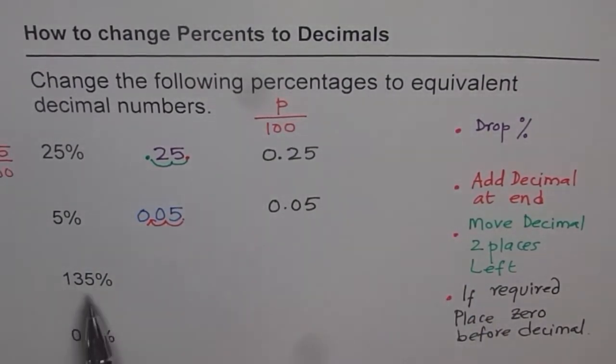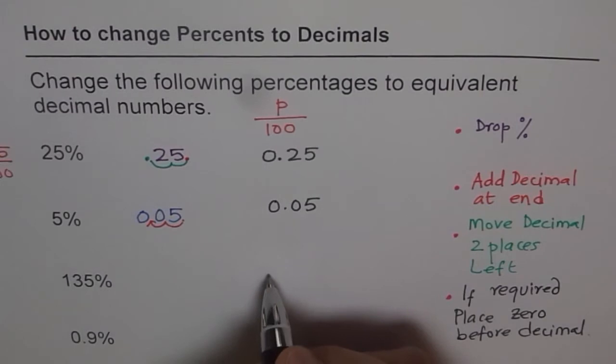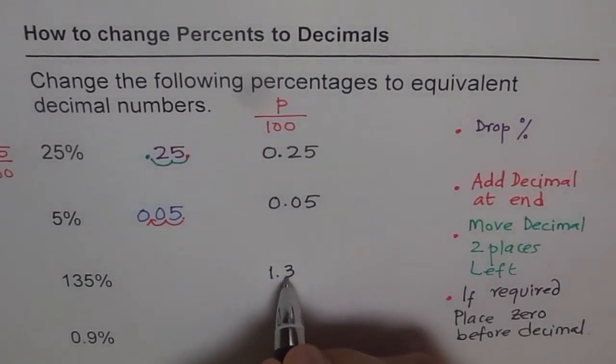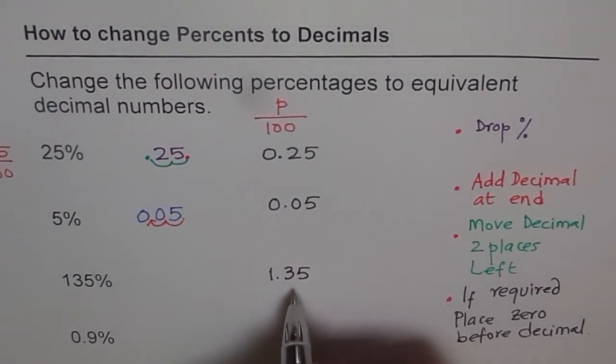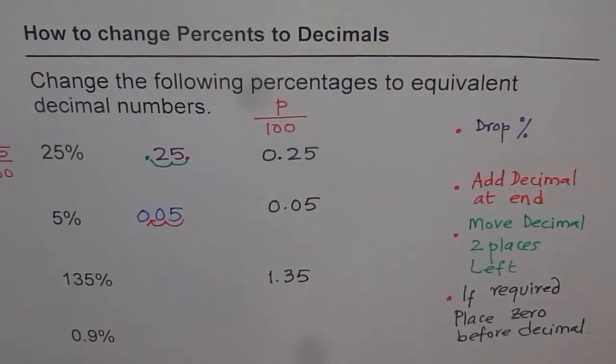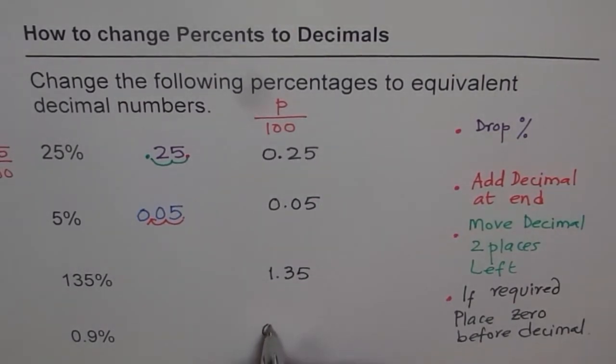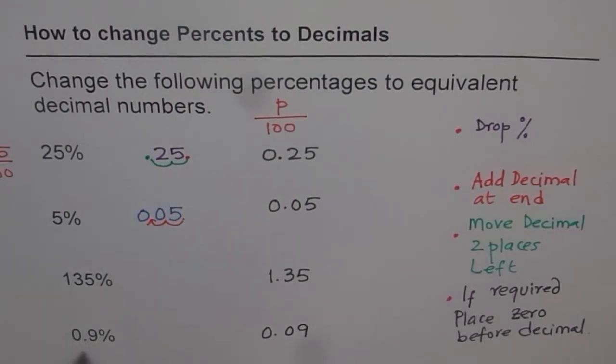Now I'd like you to do this exercise for these 2 numbers also. Drop percent, put decimal, move it 2 places, and then check your answer. So for this one, you should get your answer as 1.35. So that is the decimal equivalent of your percent. And here, what do you get? Here it is 0.09. Okay, so two places.